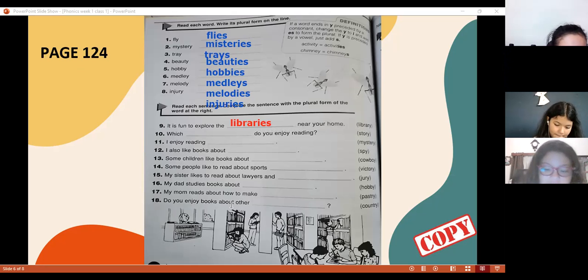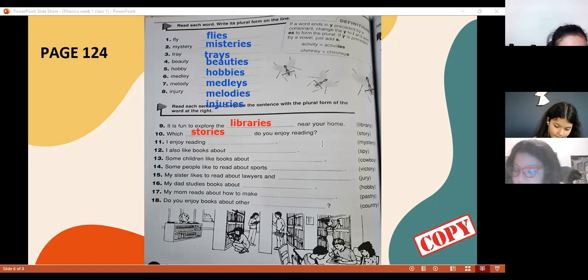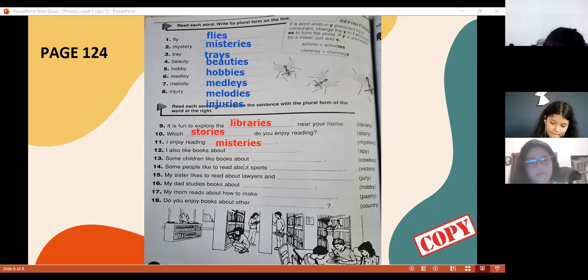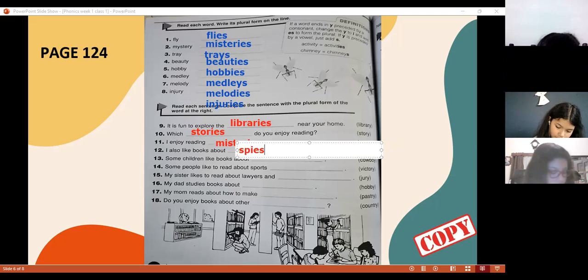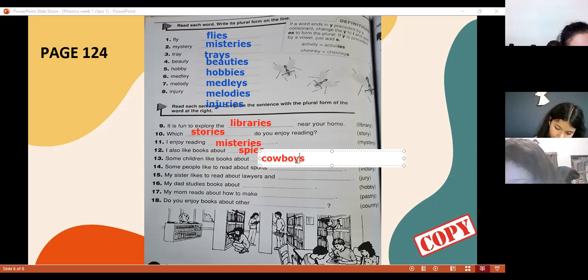Which story do you enjoy reading? Story, I-E-S, stories, that's right. I enjoy reading mystery. How is the plural form for mystery? I-E-S, mysteries. I also like books about spies. I-E-S, spies. That's right, spies. Some children like books about what? Cowboys. Only S. Just the letter S, that's right, because we have a vowel before.